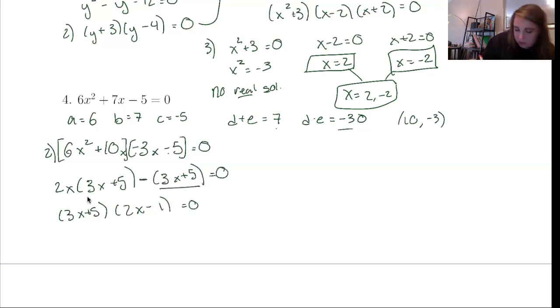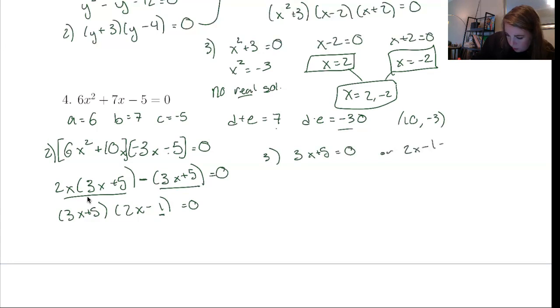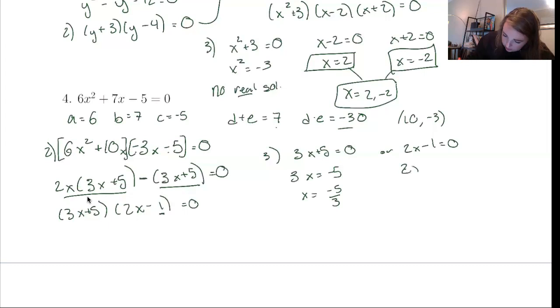Don't forget, when I'm removing a 3x plus 5, I'm going to divide each term by 3x plus 5. So this divided by 3x plus 5, I'm left with just 2x. 3x plus 5 divided by 3x plus 5 is 1. And that's where there's a 1 right there. All right, cool. So step 3 says 3x plus 5 equals 0, or 2x minus 1 equals 0. So 3x equals negative 5. x would equal negative 5/3. And 2x would equal 1, and x would equal 1/2.